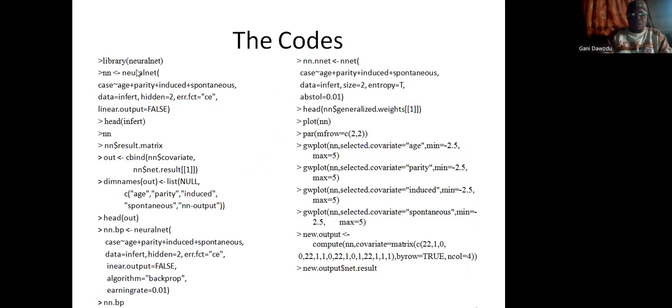Here are the codes. Obviously, you start by invoking the neuralnet package. This is the model you will have seen in the help for infert, what these terms mean: age, parity, induced, spontaneous. Head of infert is for when you want to see how the data is kept in R. Then plot nn, plot the neural network. It's very, very important.